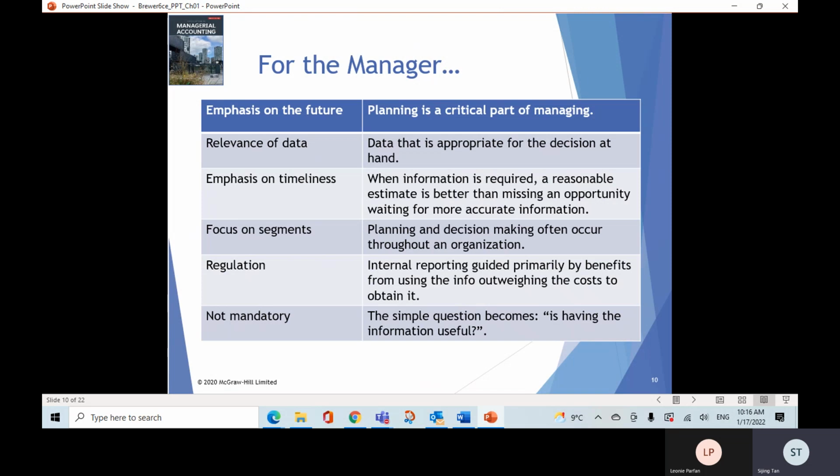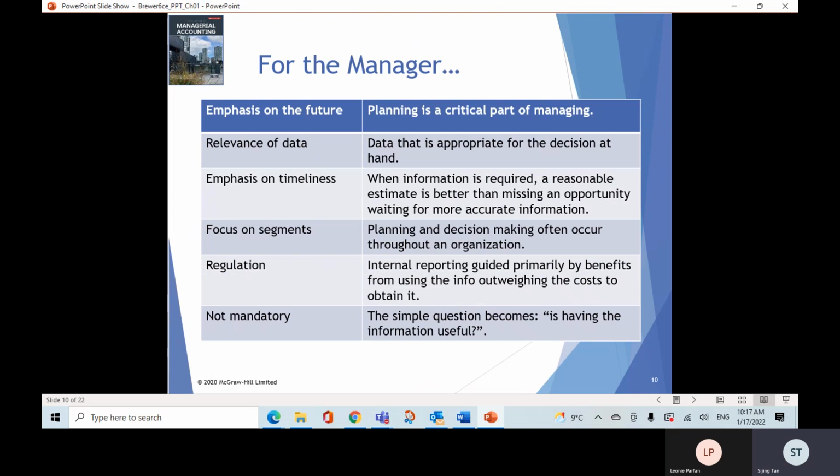It's always been objective. Emphasis on timeliness. Financial accounting focuses on precision when reporting to external parties. Managerial accounting helps the decision makers by providing a good estimate as soon as possible. So it could be estimated, but it has to be within a time frame. It has to be as soon as possible in order to make the decisions.